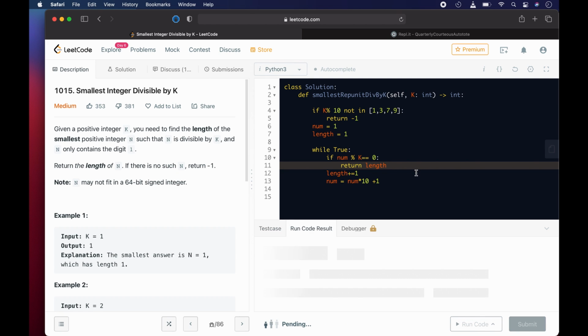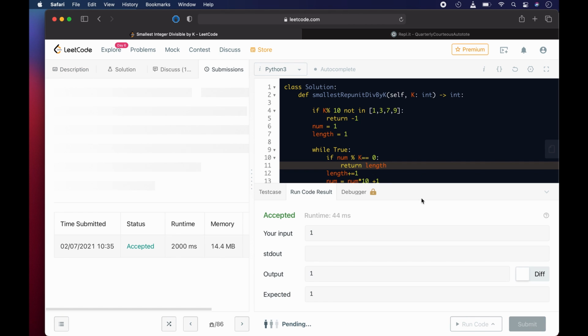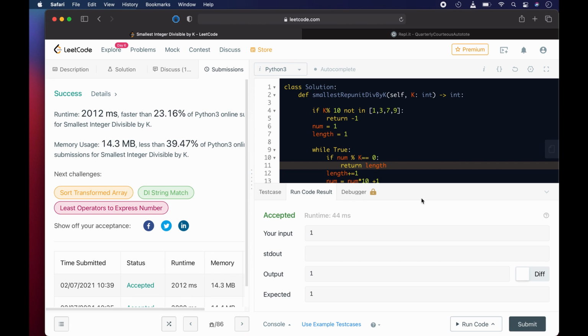So in that situation, we try to submit it. And if we submit it, hopefully it will be accepted this time. Okay, so it has been accepted, right?